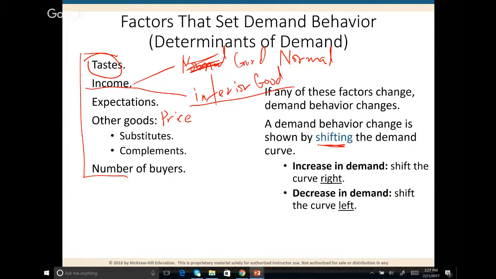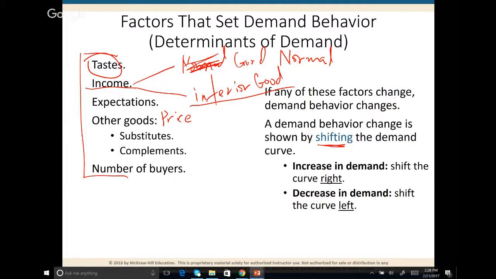And then the next determinant is the price of other goods. So again, you need to know what kind of good this is. It's either substitute or complements. So substitute, you buy one, you don't buy the other one. Complements, you buy them together. So for substitutes, you can think like between iPhone and Galaxy, they're substitute goods. You buy one, you don't buy the other one.